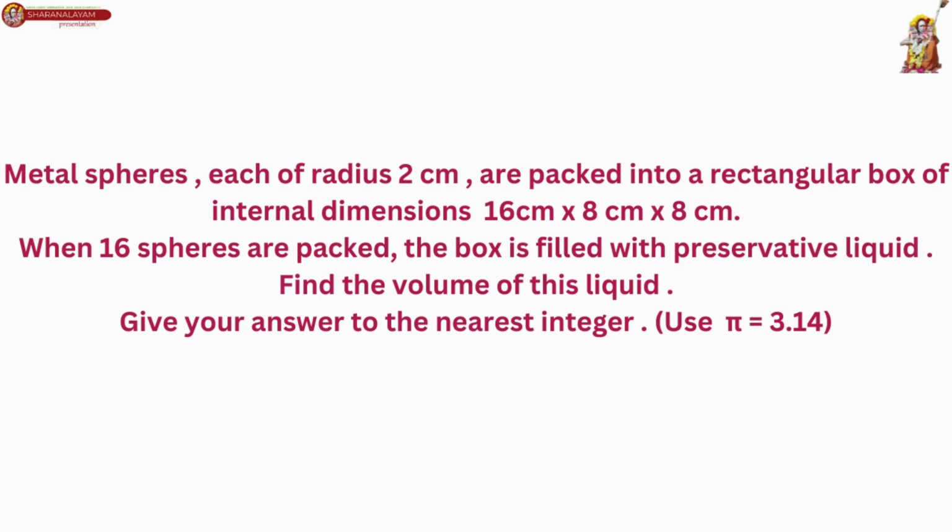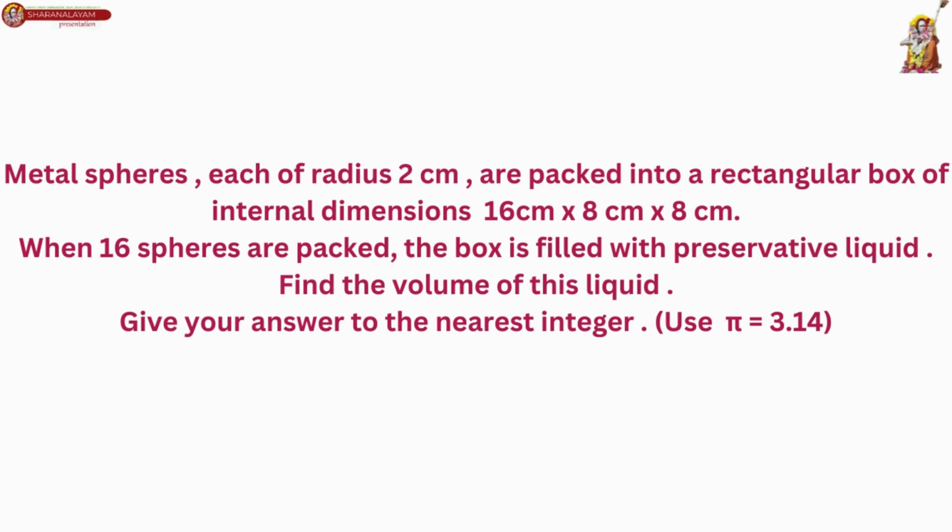First, we have to find the volume of the metallic sphere using the formula 4/3 pi r cube and then multiply by 16 because 16 such spheres are there. Then we calculate the internal volume of the rectangular box using the formula V is equal to L into B into H. Volume is equal to length into breadth into height. They have given 16 into 8 into 8. Finally, we subtract the volume of the 16 metallic spheres from the volume of the rectangular box to get the volume of the preservative liquid.